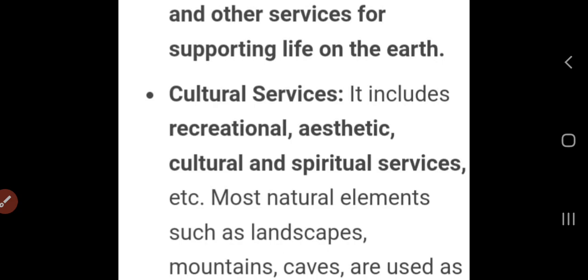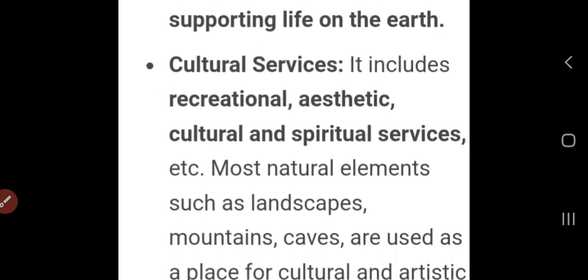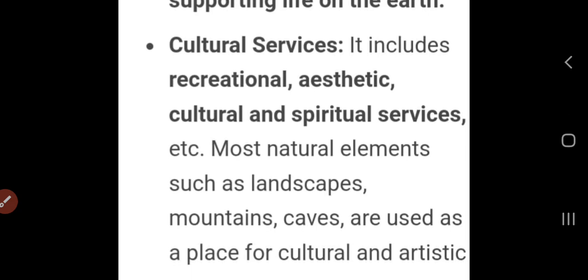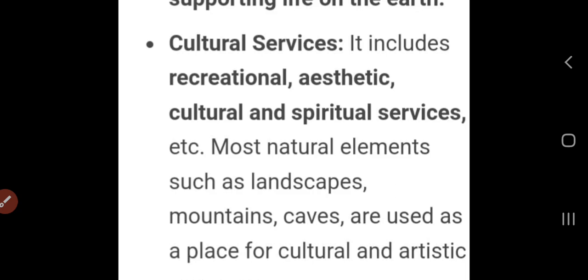Last one is cultural services. It means recreational, aesthetic, cultural, spiritual, or educational or ecotourism values. This will come under cultural services.